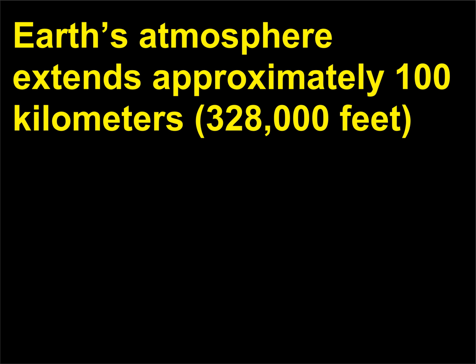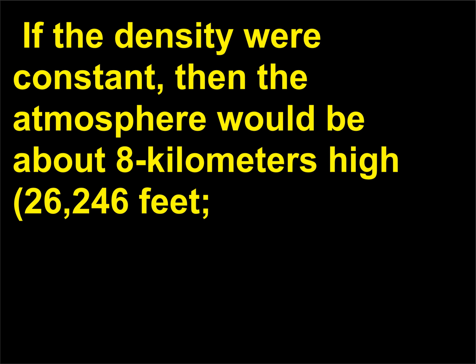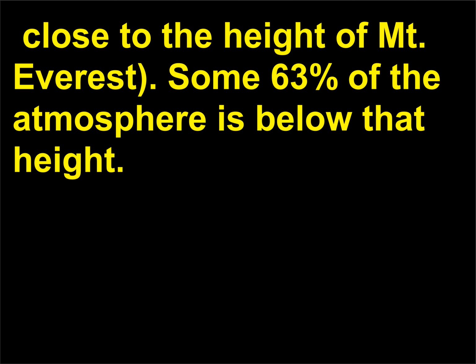Earth's atmosphere extends approximately 100 kilometers, 328,000 feet, above the ground, but it gets less and less dense as the altitude increases. If the density were constant, then the atmosphere would be about 8 kilometers high, 26,246 feet. Close to the height of Mt. Everest. Some 63% of the atmosphere is below that height.